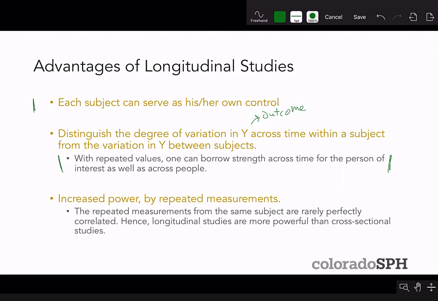And then finally, because of the repeated measurements, you have increased power. If the measurements from the same subject were perfectly correlated, then you wouldn't, but this is rarely the case. So longitudinal studies tend to be more powerful than cross-sectional studies with the same number of subjects.